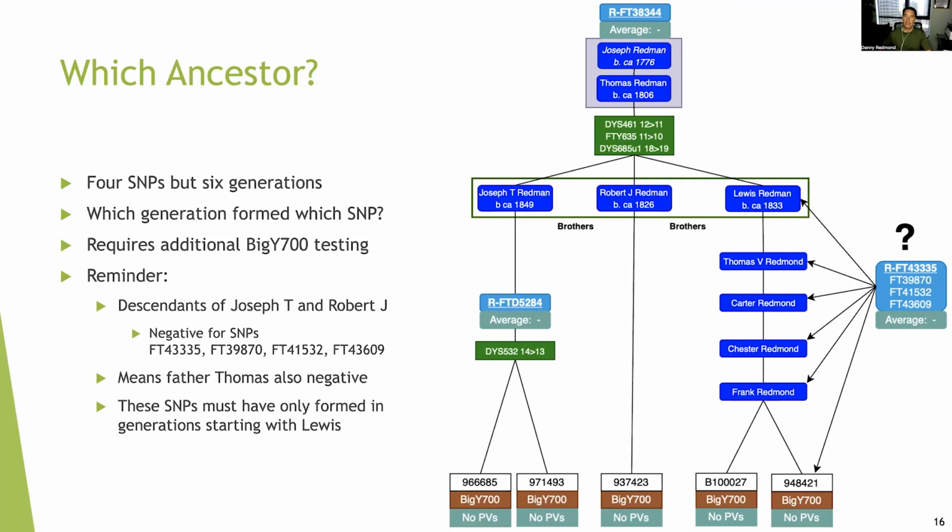Does that make sense? So there's 1, 2, 3, 4, 5, 6 different generations. Of the 6 generations, there were 4 mutations. So the question is, which of the 6 generations formed those 4 SNPs? I'll pause there. Does that make sense? Does anybody have questions on that? Good.